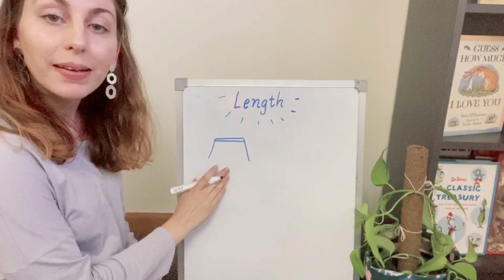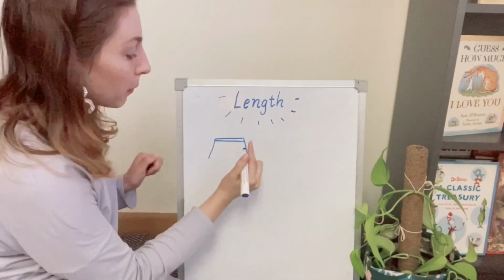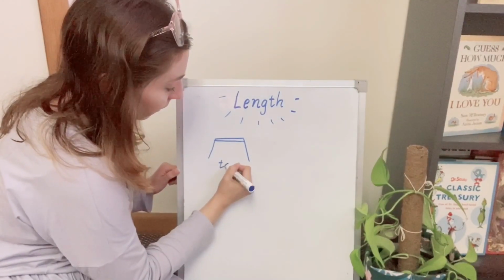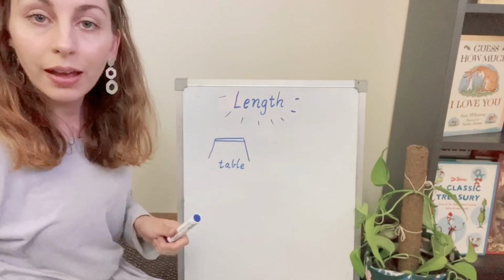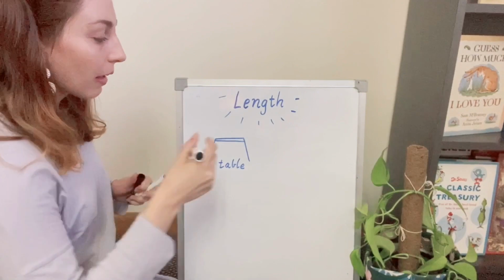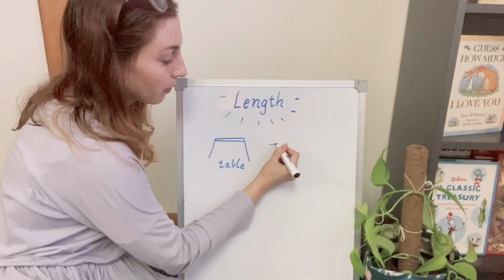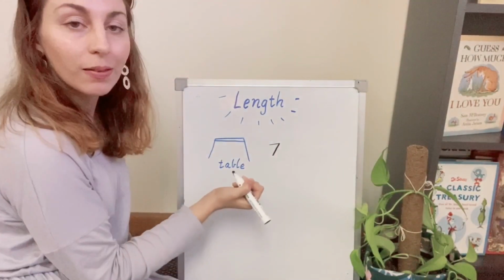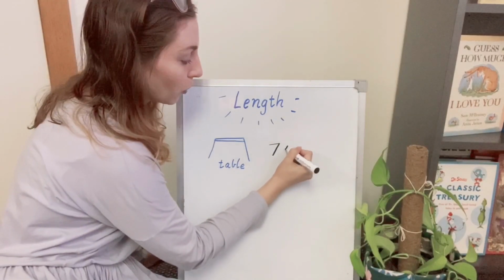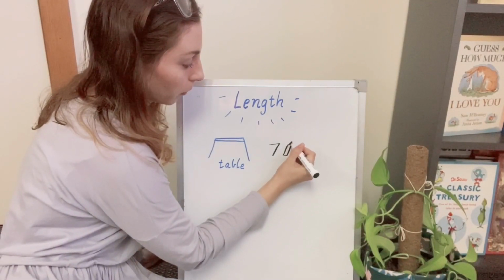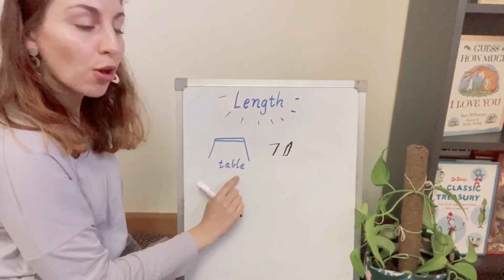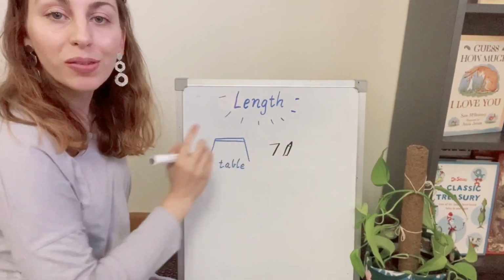So I've drawn my table here, and I'm going to label it as a table, and then I'm going to write the number 7 because the table was 7 pencils long. So I'll draw a pencil. The table was 7 pencils long.